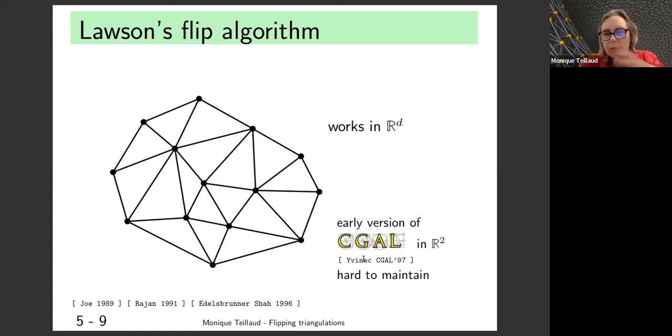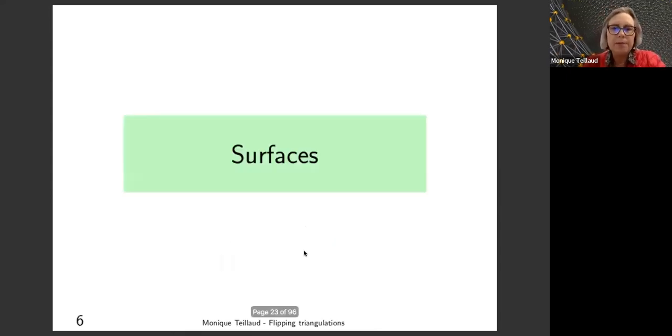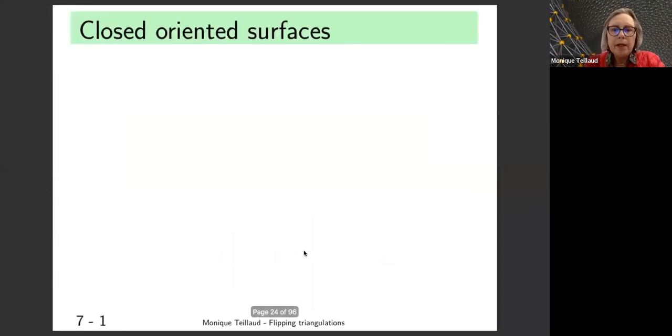This was just for the history. This was what was used in CGAL in earlier times in 2D. But it does not give such a nice code, and it's much harder to implement in practice in higher dimensions. So in practice, we prefer Bowyer's, but here you'll see that we have other reasons on surfaces to prefer the flip algorithm. Now I will just define which kind of surfaces we consider.